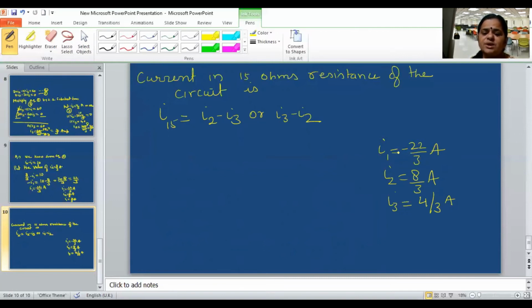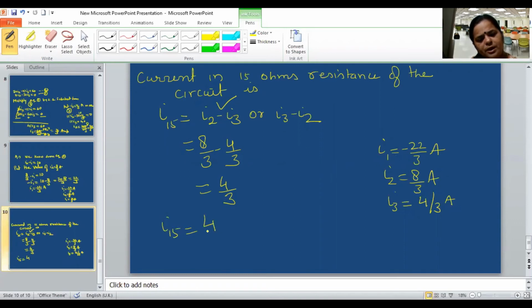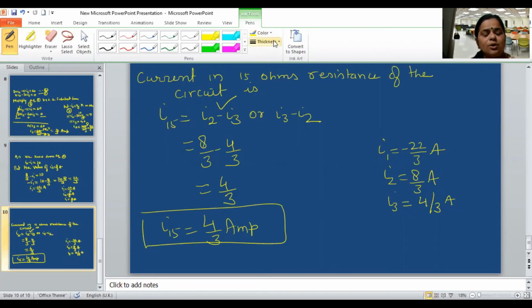So the minus direction, whenever it comes with any current, simply shows that the actual direction of current will be opposite to the assumed one. So which one is greater, I2 or I3? I2 is greater, so the current will be I2 minus I3. That means 8 by 3 minus 4 by 3, which is 4 by 3. So I15 will be 4 by 3 ampere, which we were supposed to calculate. I hope now the super mesh will be clear to you.